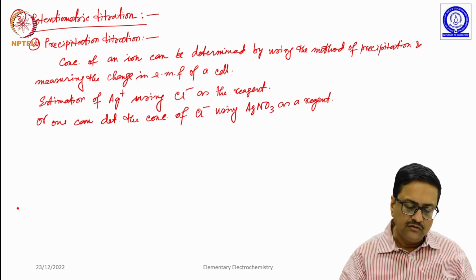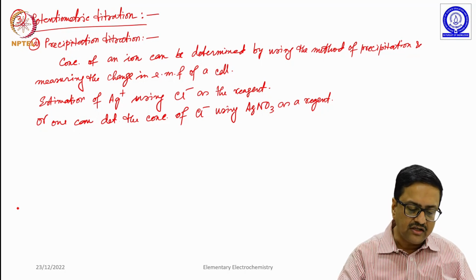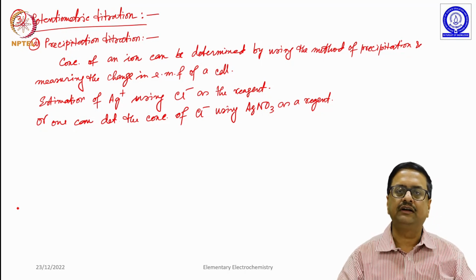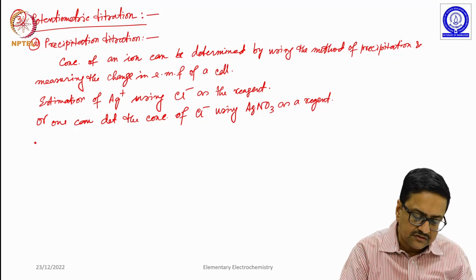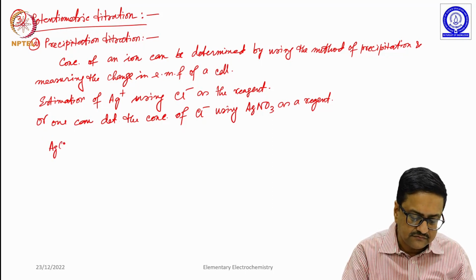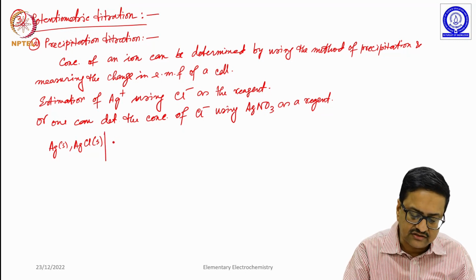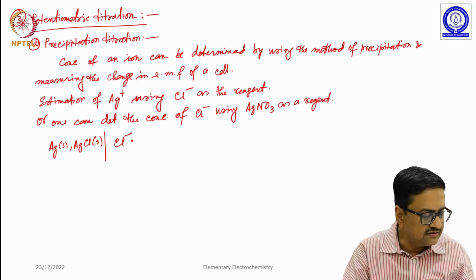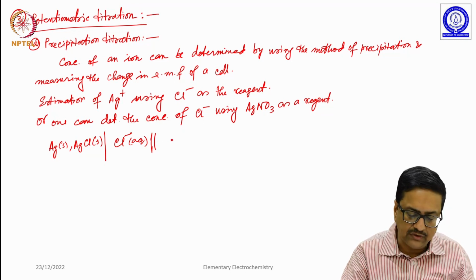So, we will demonstrate these experiments in the next week, when you will see how these experiments are performed and then how the results are plotted and interpreted. So, for example, today we will take this cell Ag solid with AgCl solid. It is kept in connection with Cl minus in aqueous medium, and it is coupled with a calomel electrode.